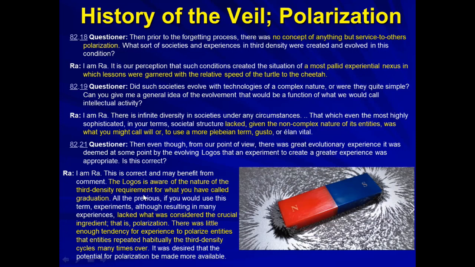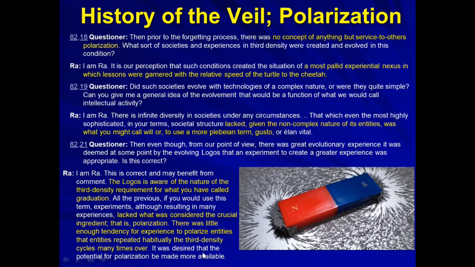They're aware of the nature of third density requirements for graduation. All the previous, if you would use this term, experiments, although resulting in many experiences, lacked what was considered the critical ingredient, and that is polarization. There was little enough tendency for experience to polarize entities that entities repeated habitually the third density cycle many times over. So there's where he's saying what I paraphrased before. They just kept coming back.